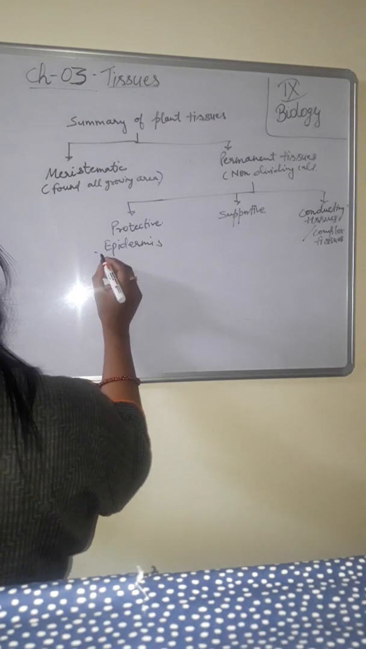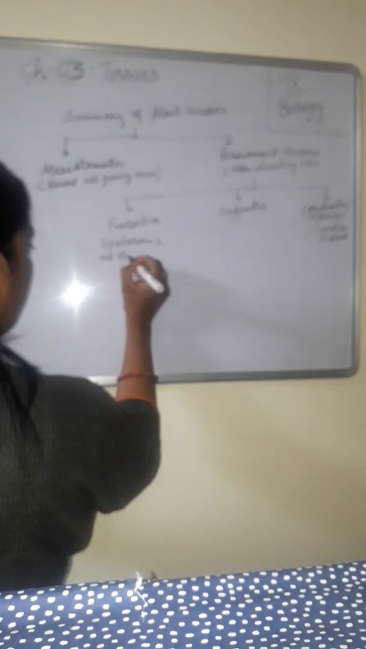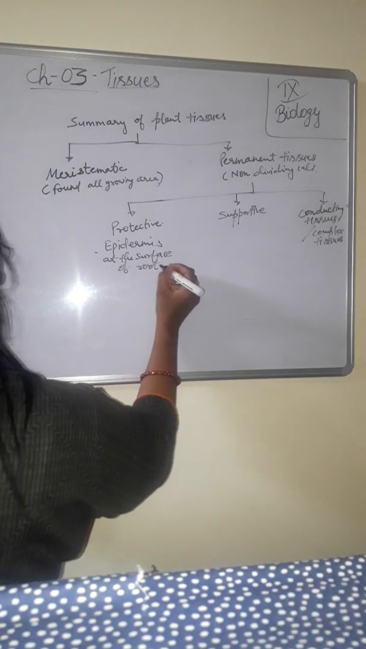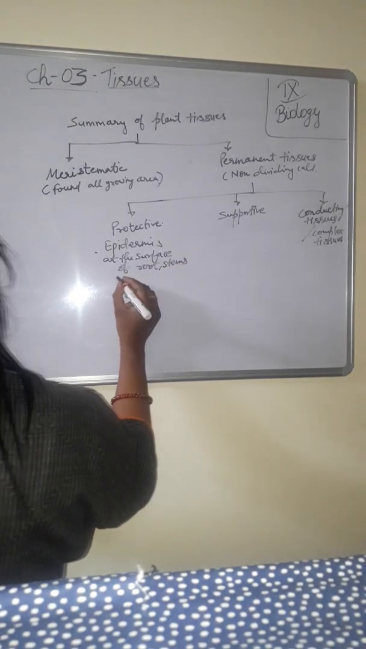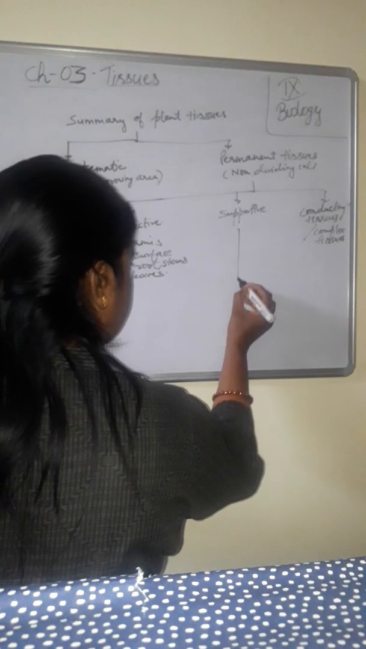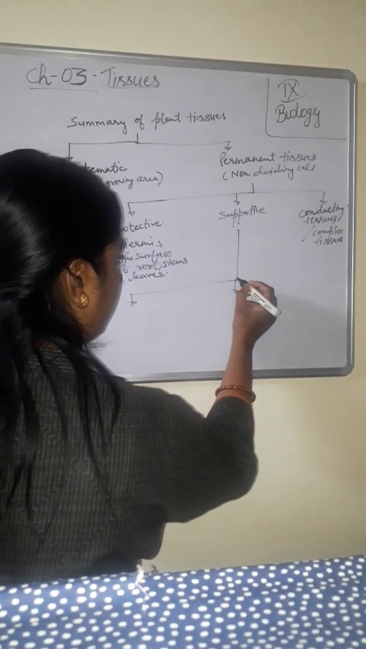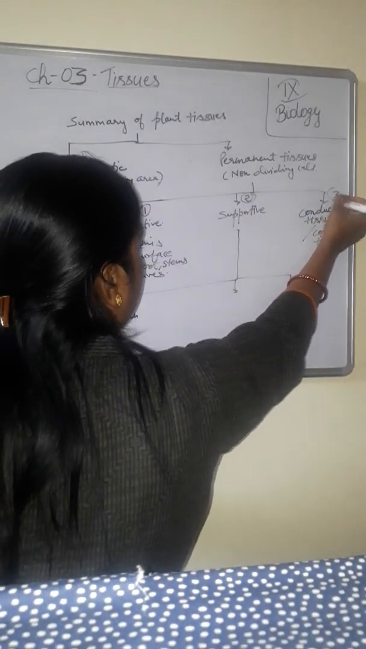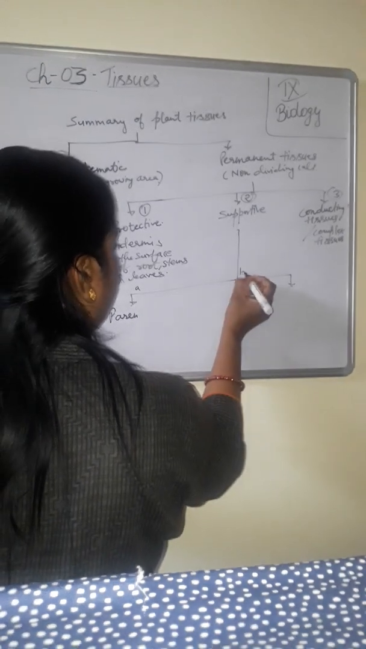Okay, क्या कहाँ मिलते हैं? At the surface of root, stem and leaves. And here supportive tissue again is of three types: parenchyma, collenchyma and sclerenchyma. Supportive, this one is first, second and third. It is again A, B and C.